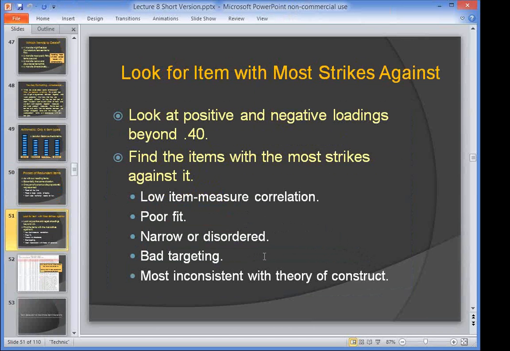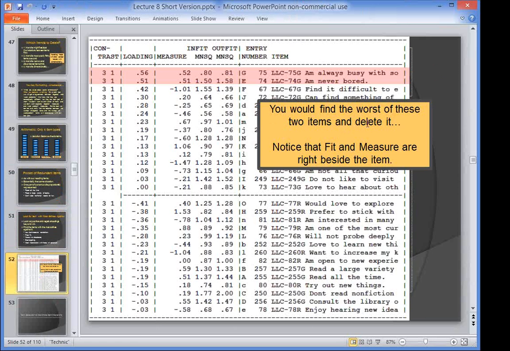If the fit statistics don't make your decision, then you're going to have to find the item with the most strikes against it. Look for an item that's poorly targeted, or look for an item that's narrow or disordered. Look for an item that's inconsistent with the theory of the construct. You have to find some rationale by which you can justify throwing out one of the items. So as I said earlier, the fit statistics are right here. In this case, am never bored has a very poor fit, 1.5, 1.58. Go ahead and scroll down to the third contrast so that you can see this for yourself.